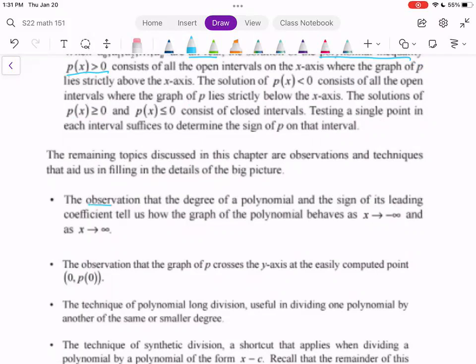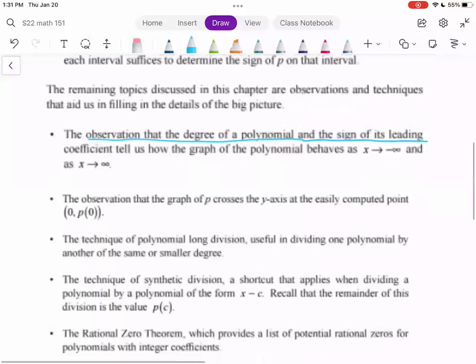Remember, we talked about the degree of the polynomial, and the sign of that coefficient can tell us whether the right hand is up, the right hand is down, whether they both go the same direction or not. Remember that we can find the y-intercept by plugging in 0 for x and solving for y. That helps us improve our graph.